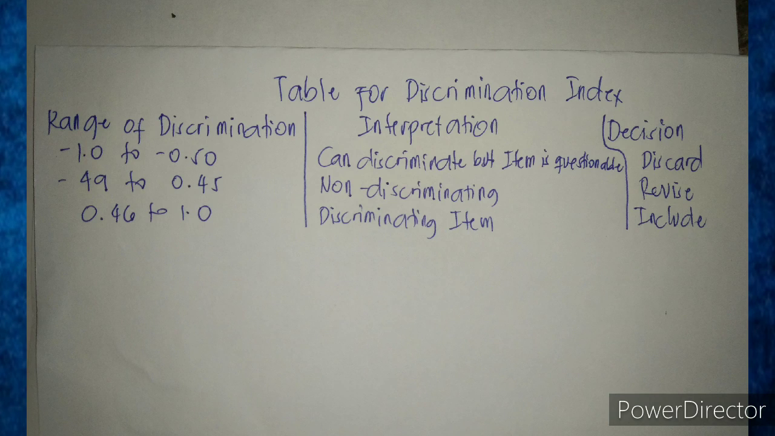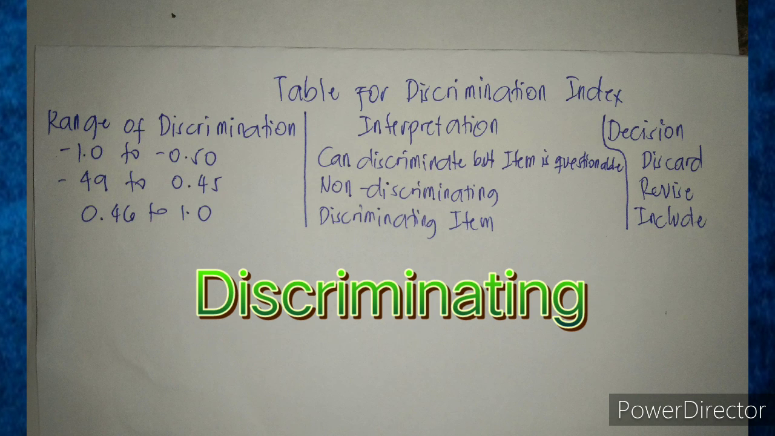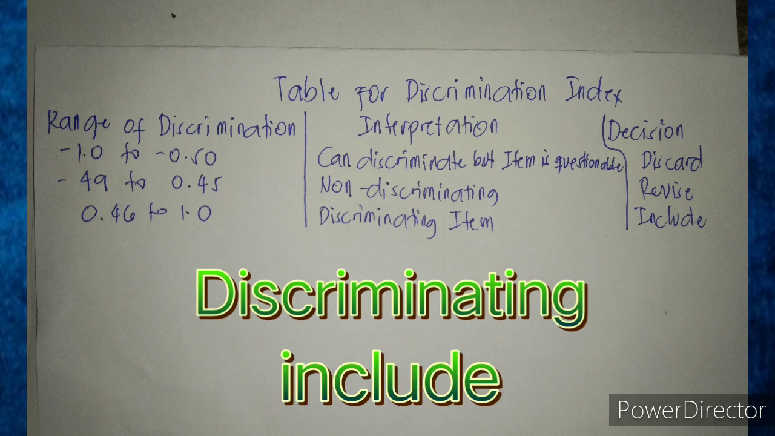For interpretation of results, the following is the arbitrary table for discrimination index. Basing on this table, test item number 2 above has a DI equal to 0.6. The interpretation is discriminating and the decision is include. The teacher must include his test item number 2 in the test.